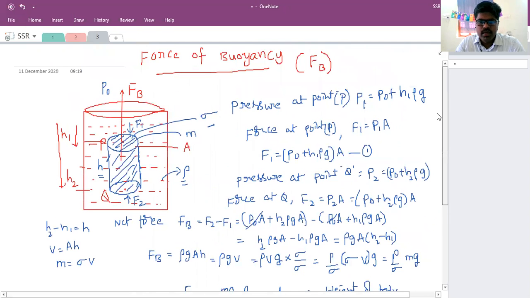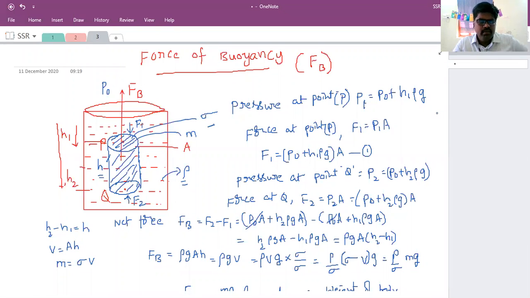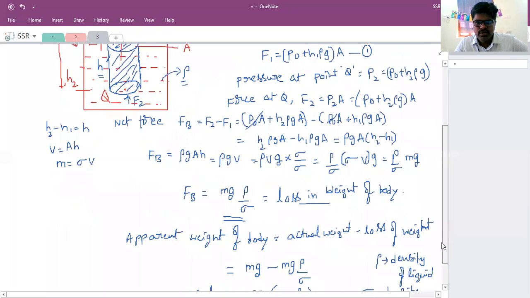Recall that the force of buoyancy FB is the net upward force acting on the body due to the fluid on the solid body because of the pressure difference. We calculated this using pressure difference force: F1 in the upward direction, F2 on the bottom side, and the resultant F2 minus F1 equals H2 rho g A minus H1 rho g A, where H2 minus H1 is the height of the cylinder H. From that we calculated FB is equal to rho g V.